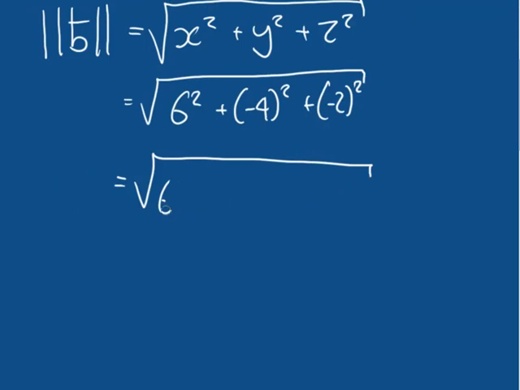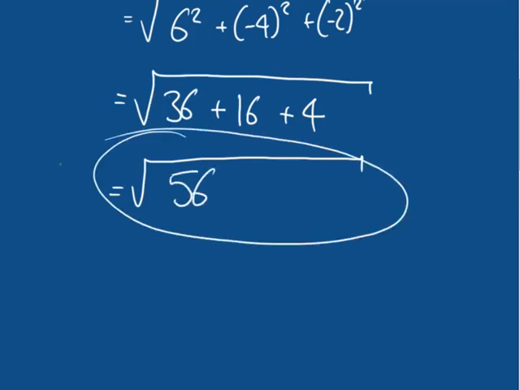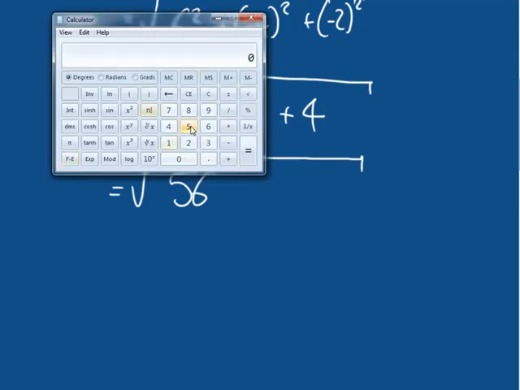I actually should work out the square of 6 rather, my apologies. So 6 squared is 36, plus minus 4 squared is going to be positive 16, so plus 16, plus minus 2 squared is going to be 4, so plus 4, which is equal to the square root of, well, 16 plus 4 is going to give us 20, and 20 plus 36 is going to give us 56. So it's equal to the square root of 56. So I'm going to leave that in its square root form, but if you were to use a calculator to work this out, you get a value approximately equal to the length being 7.48 units.